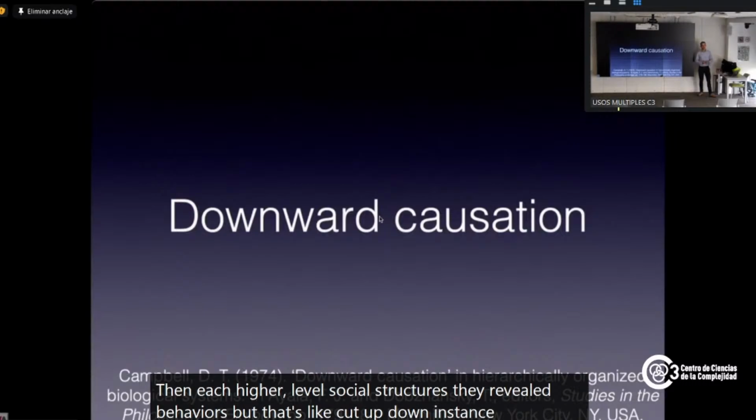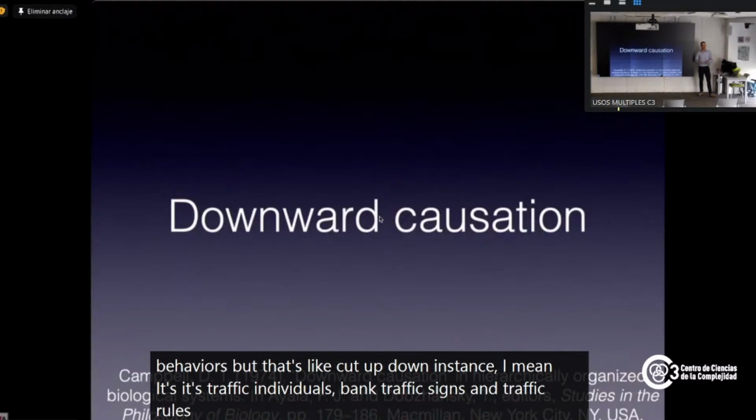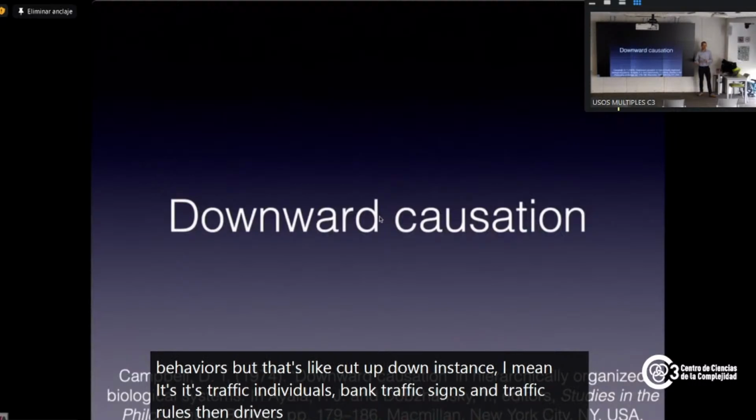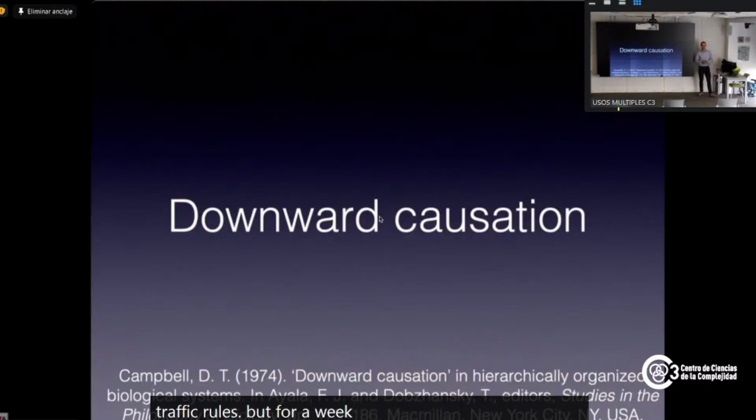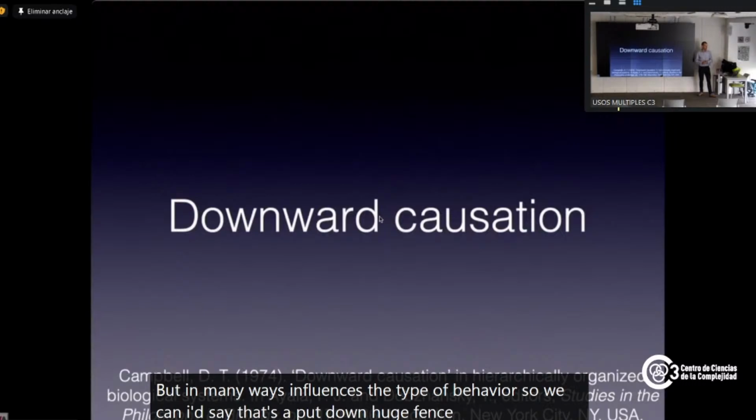We see it with traffic. Individuals make traffic signs and traffic rules, and then drivers either don't follow those traffic rules, or we try to follow them. But in any way, it influences driver behavior. So we can say that's a top-down influence.